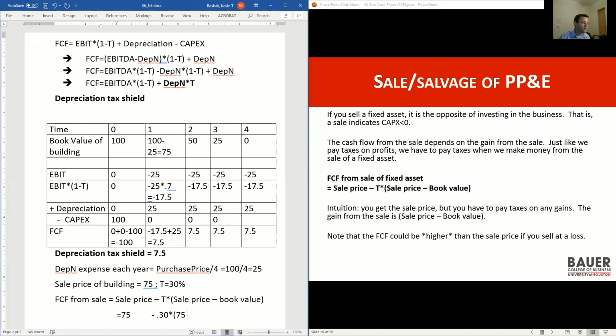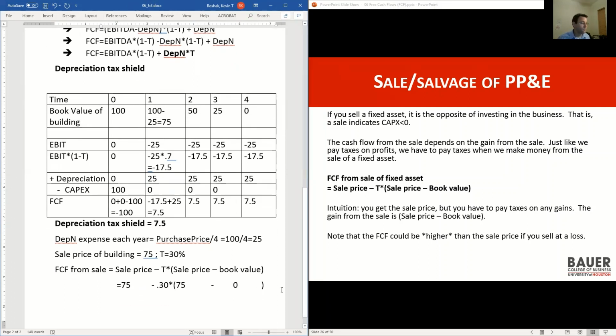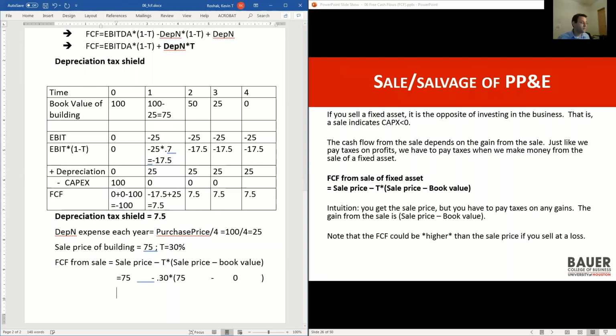And what's the book value for the building now when we sell it at time 4? Well, we already saw that up here. We kept track of the book value. It's very important to keep track of the book value for reasons like this. At time 4, it's worth 0. So we're going to subtract off 0. That means that the cash flow on the sale is going to be 70% of 75. It's going to be 52.5.